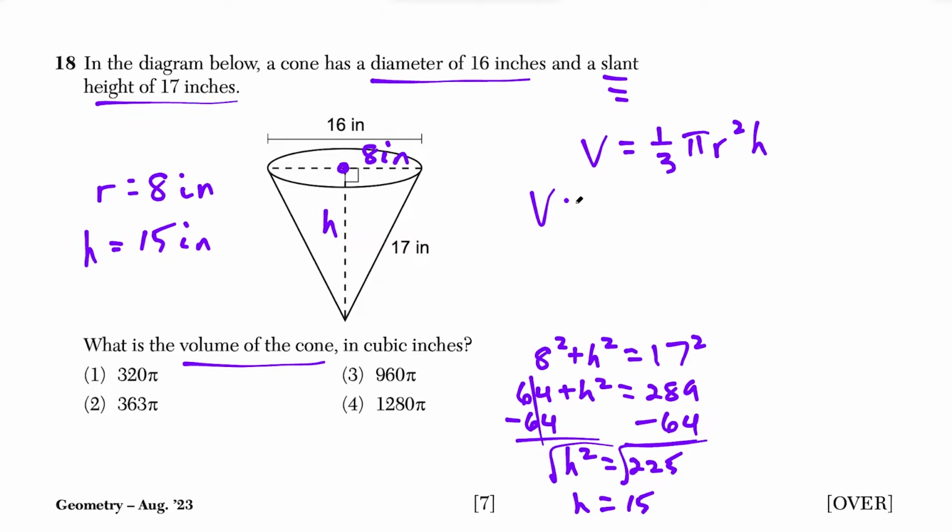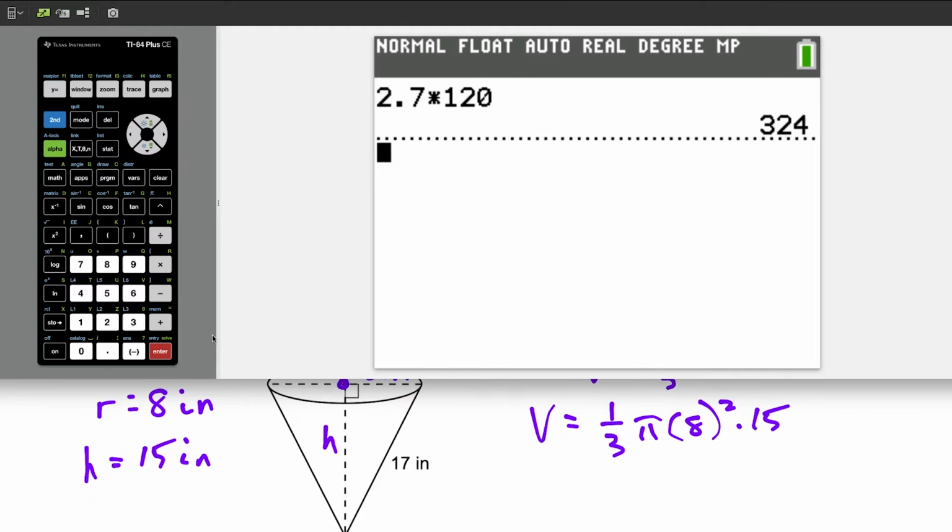So we're going to have V equals 1/3 pi, and we're multiplying by r squared. But now I'm not going to write the units anymore because the answer choices don't have units. So we're going to have the radius squared, and we're multiplying this by the height, which is 15. So now we can just type this in. We're just going to type this in without the pi because the answer is in terms of pi, so we're just going to write that at the end.